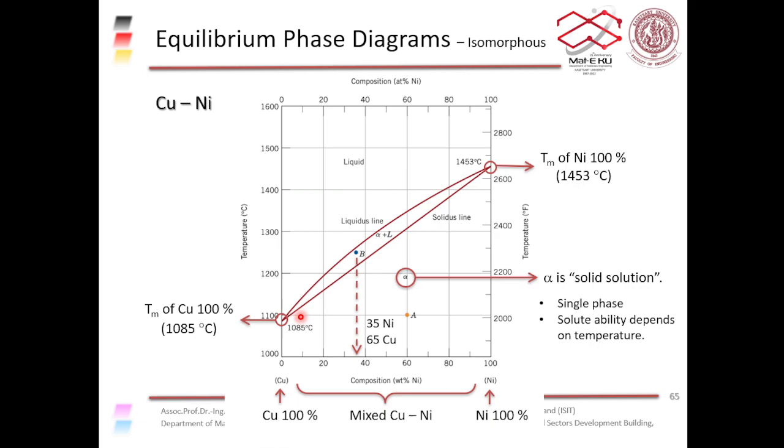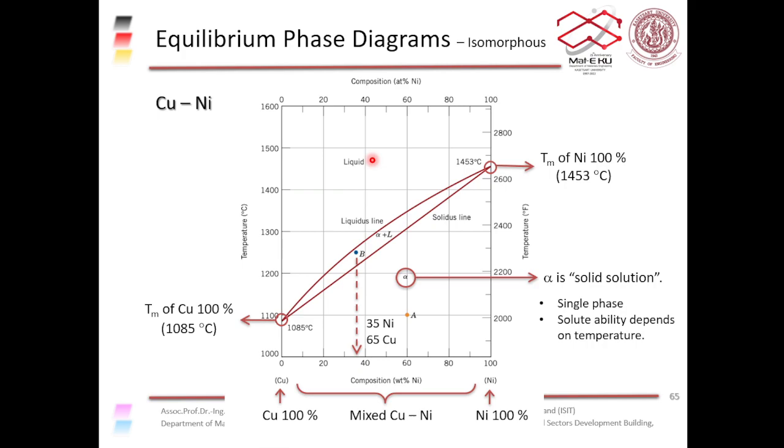And you can notice that for pure nickel and pure copper, the liquidus line and solidus line become a single point. That means above this temperature you get molten or liquid metal, and below this temperature you get a solid phase. But for other compositions, you get a melting range. You get a temperature where it starts to melt, and then a temperature where it completely melts.